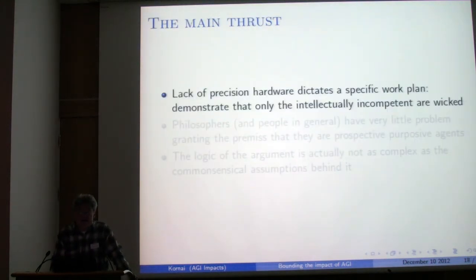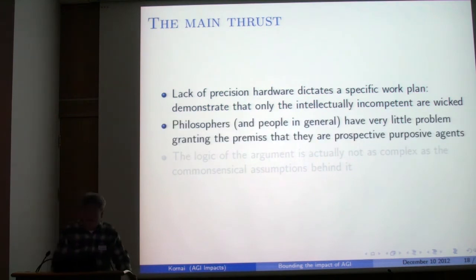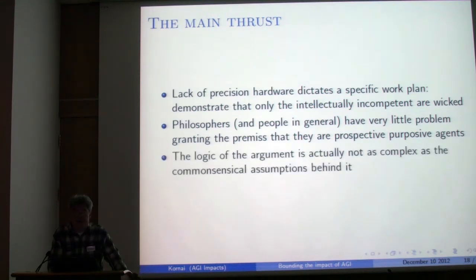So, the main thrust here is that the lack of precision hardware dictates a specific work plan. We have to demonstrate that only the intellectually incompetent are wicked. I like this formulation. So philosophers will grant you the premise that there are PPAs, and it is not the logic of the argument that is that complicated, but the commonsensical assumptions that Gewirth is relying on.